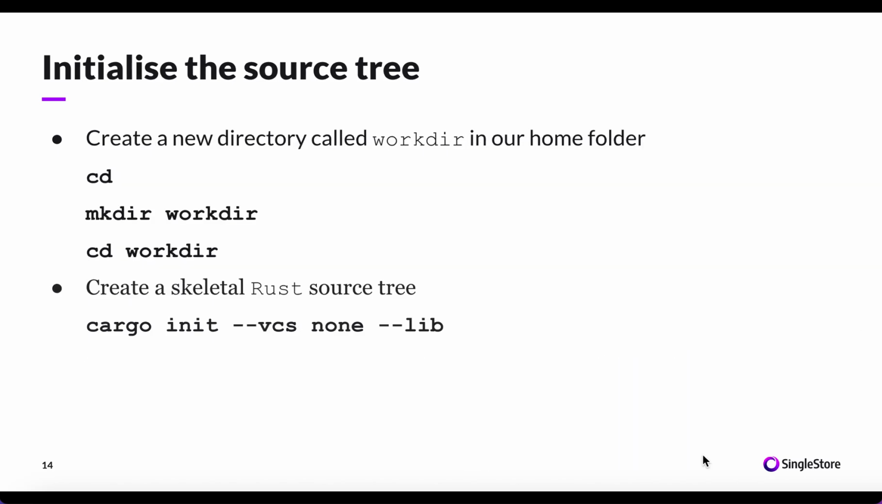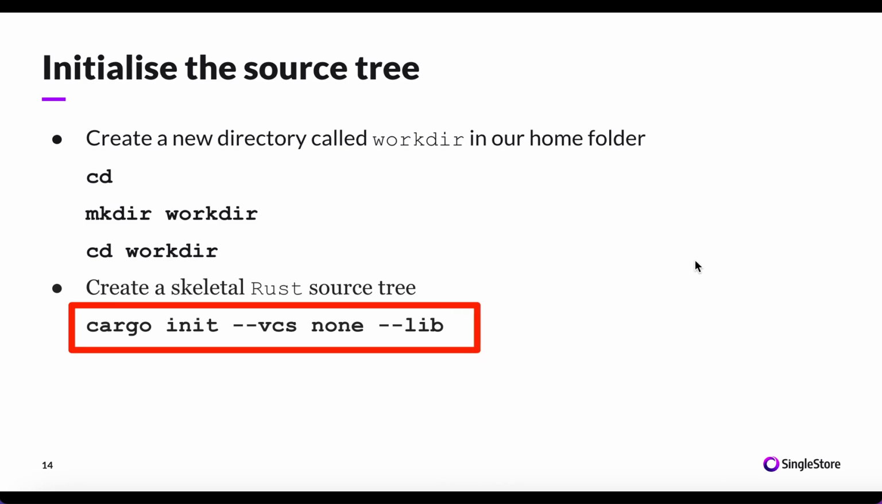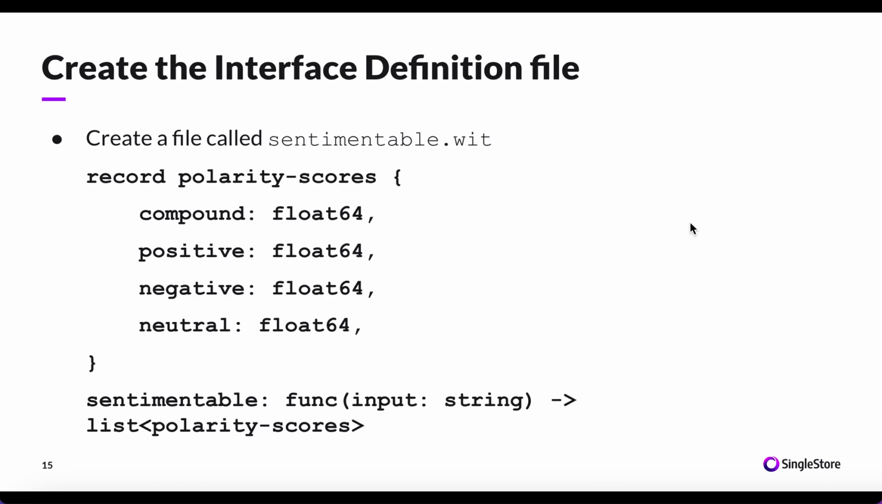Let's now switch to our Rust code. So the first thing we'll do is we'll just make a directory in our home folder, and we'll switch to that directory. And then within that directory, we'll create a skeletal Rust source tree using this command here. We'll also now create an interface definition file, and we're going to call it sentimenttable.wit. And inside that file, we're going to place the following code.